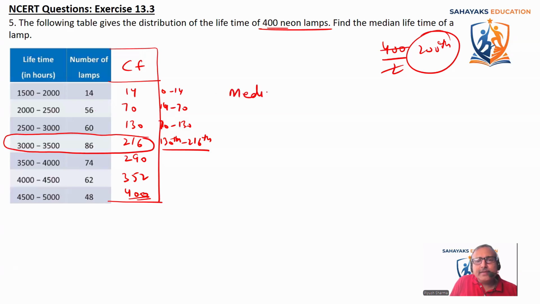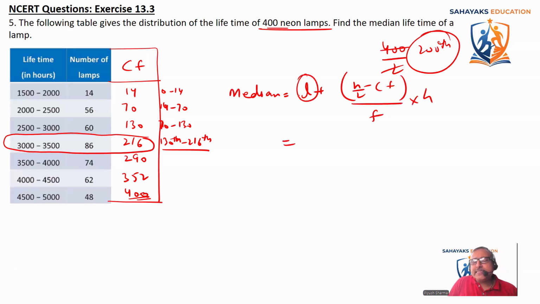So what is the median? Median is equal to L plus (n by 2 minus CF) divided by f into h. I'm writing this formula again and again so that you remember the formula and don't make mistakes. Now L is the lower limit of the median class. The median class is this, so the lower limit of the median class is 3000.